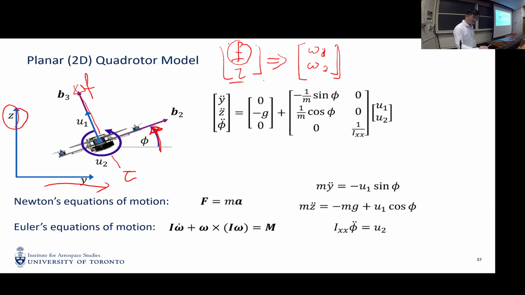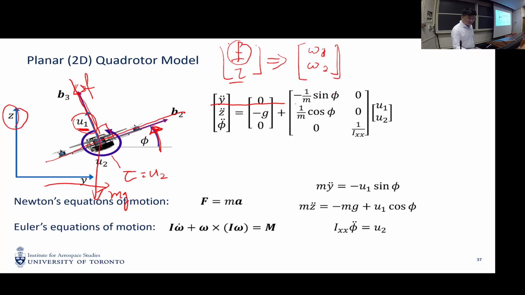So for this 2D case, as you can see here, F is pointing upwards, but it's perpendicular to the frame of the quadrotor. And we have a gravity force here, right? So in this case, we denote F as u1. So it's our first control input. And the tau is the u2, our second control input. Okay.